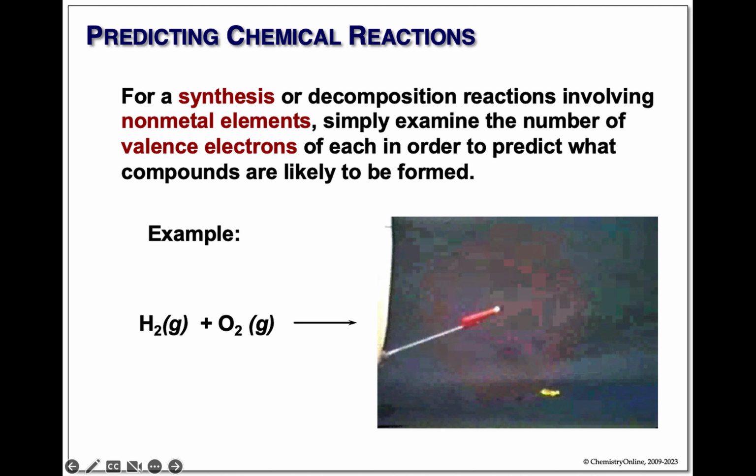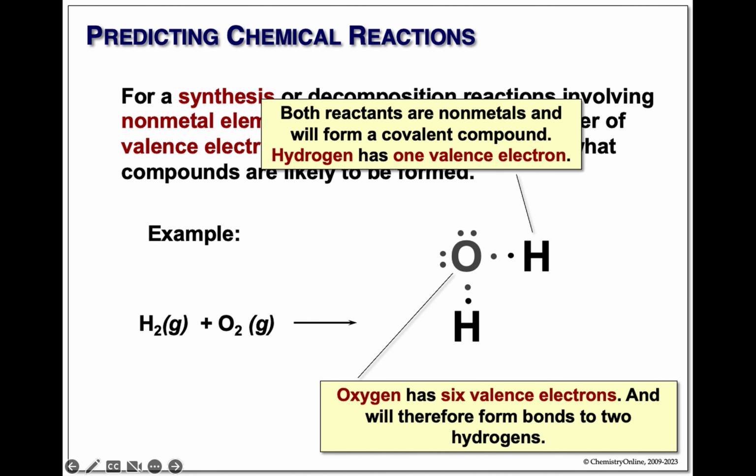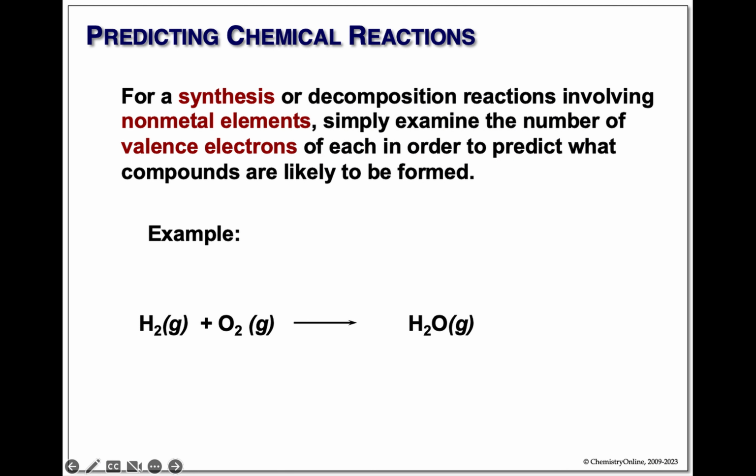What you want to do here is to look at the number of valence electrons you're dealing with, because it's going to be a molecular compound. So hydrogen will have 1. We have 2 of them. Oxygen will have 6 electrons. Very clearly, these line up nicely to make water.